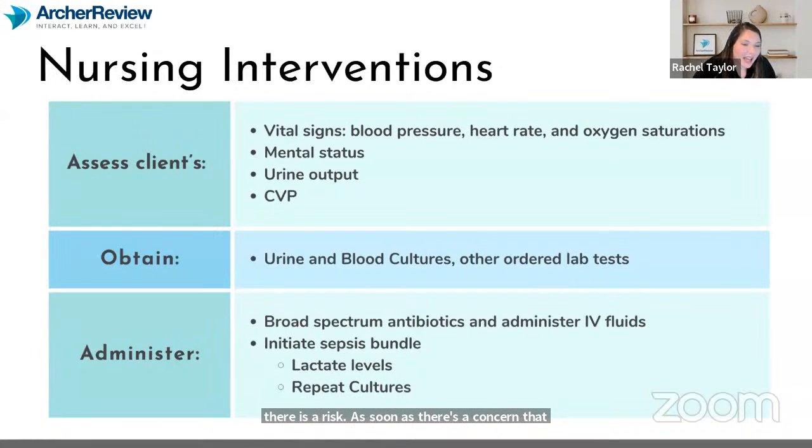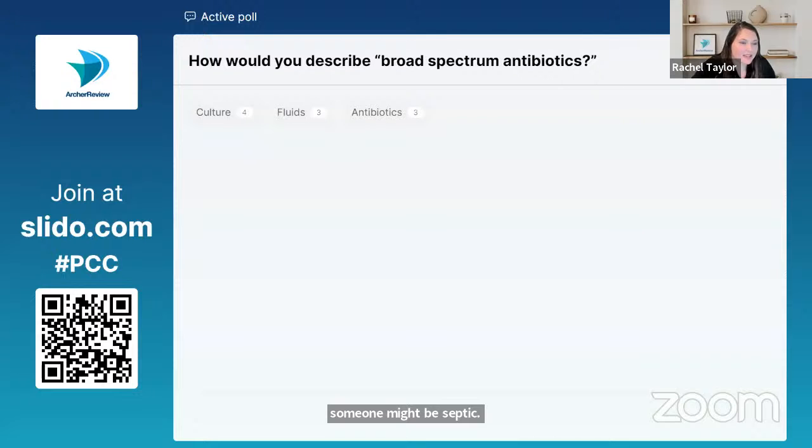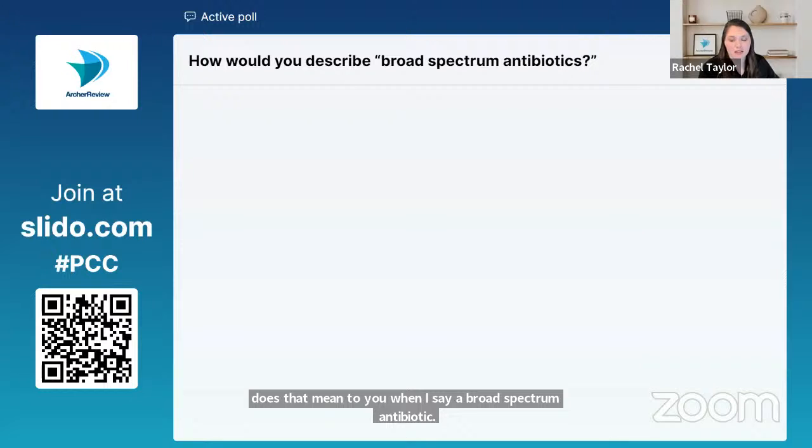So I'm curious, how would you guys describe a broad spectrum antibiotic? What does that mean to you? When I say a broad spectrum antibiotic, what does that actually mean?